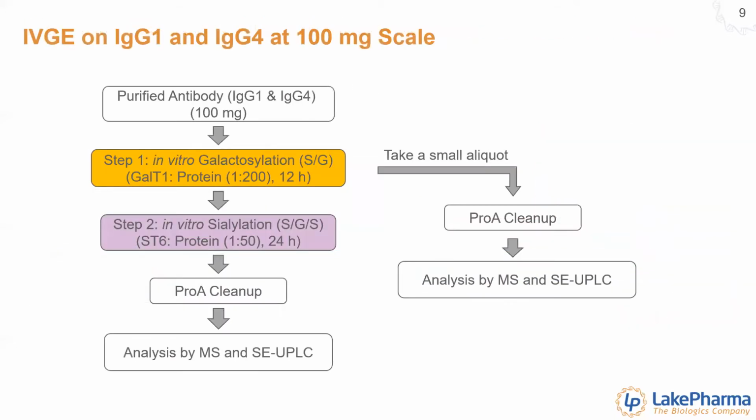Then we'll move on to the 100 milligram scale IVGE using both IgG1 and IgG2 as experiment. And instead of testing different ratios and different time points, we fixed the first step reaction at 1:200 and 12-hour incubation time, and the second reaction at 1:50 at 24-hour time. After the 2-step reaction, we clean up the reaction and isolate our product using Pro-A and then analyze by SE and mass spec.